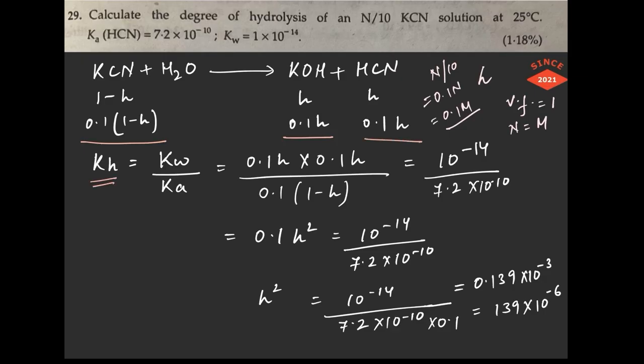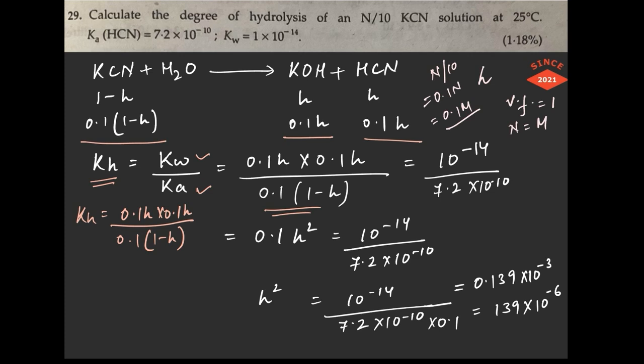Value of Kh is equal to Kw divided by Ka, and the value of Kh is also equal to concentration of KOH multiplied by concentration of HCl, that is 0.1h multiplied by 0.1h divided by the concentration of the reactant. Now the concentration of reactant is 0.1 into 1 minus h. So putting the value of Kh, Kh is Kw by Ka, and this is also the value of Kh.